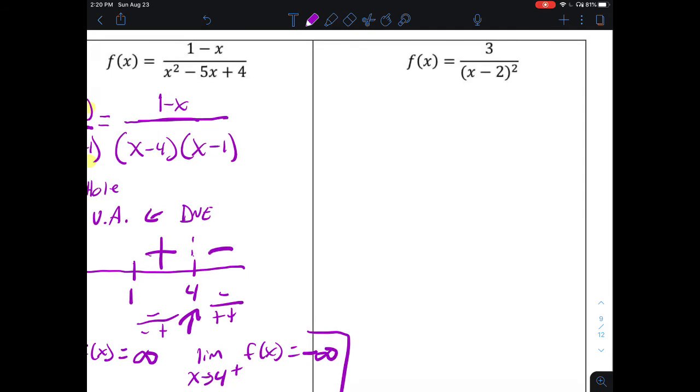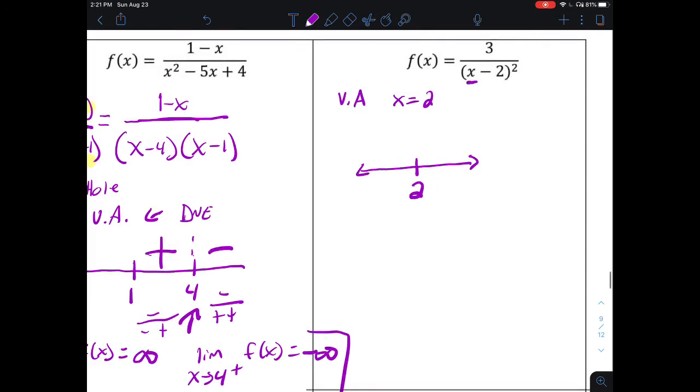Last one here, it's already factored for us, we have a vertical asymptote at x equals 2. Now, that is the only number that we would put on a sign chart because we have no zeros, no holes, or anything else like that. So I put 2 on that sign chart, and I'm going to plug in numbers around it. So if I put in 0 for x, 3 over -2 squared, positive. Put a number bigger than 2, 3 over number bigger than 2 minus 2 squared, also positive.